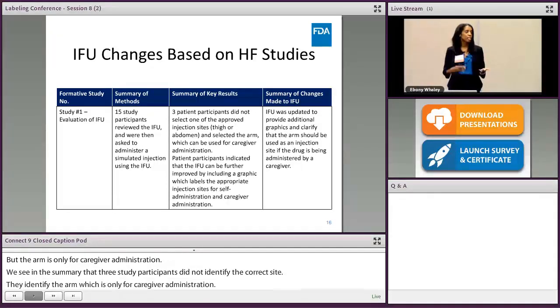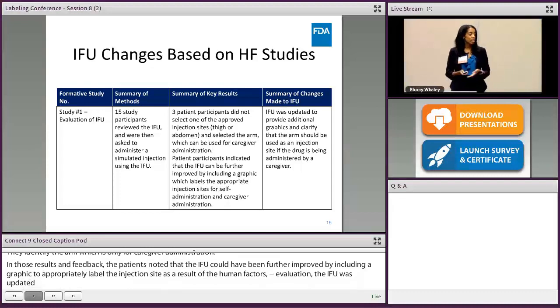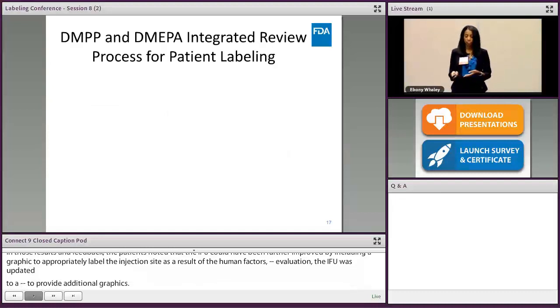In those results and in that participant feedback, the patients noted that the IFU could have been further improved by including a graphic to appropriately label the injection sites. So as a result of this human factors formative evaluation, the IFU was updated to provide additional graphics and clarify the injection sites. So we see an example here of how human factors testing can be really helpful in improving your user interface, including instructions for use.